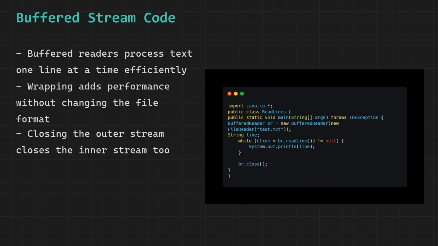After the loop finishes, we call br.close to close the buffered reader. Closing the buffered reader also closes the underlying file reader automatically. This releases the file handle and ensures any remaining buffered data is properly handled. Always closing streams after you are done with them is a critical habit in Java file programming. This example shows the most common and practical pattern for reading text files in Java. Wrap a file reader in a buffered reader, read line by line in a loop until null is returned, and close the stream when finished.